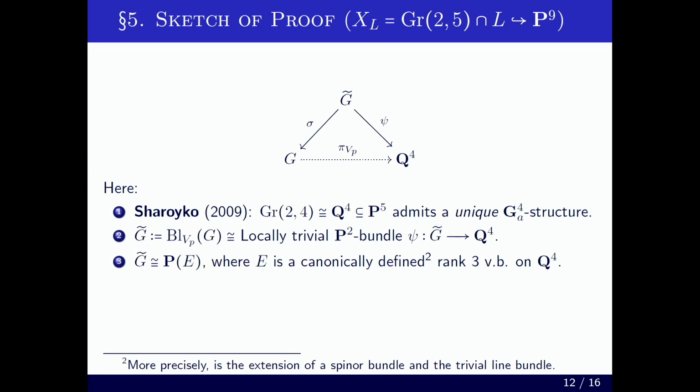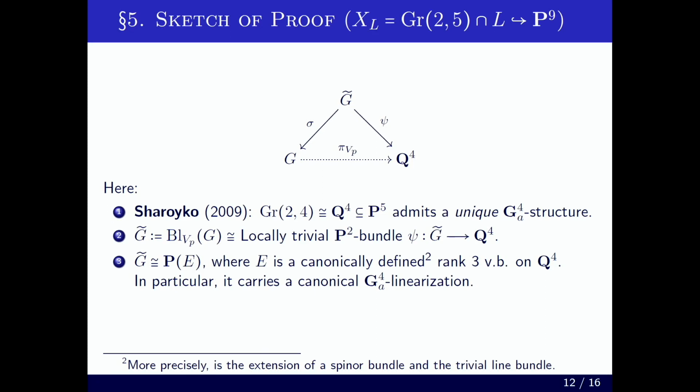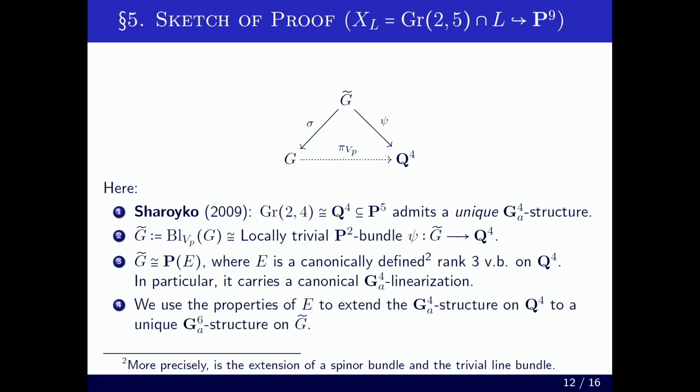It's actually the projectivization of a rank 3 vector bundle, which is very precise. Won't enter into the detail, but it's essentially the spinor bundle, which was defined by Ottaviani, plus the trivial line bundle. So essentially, everything is really explicit. And since it's canonical, there are no choices. Every quadric carries 1 or 2 spinor bundles. Everything is canonical. So there is a canonical G4 linearization upstairs.